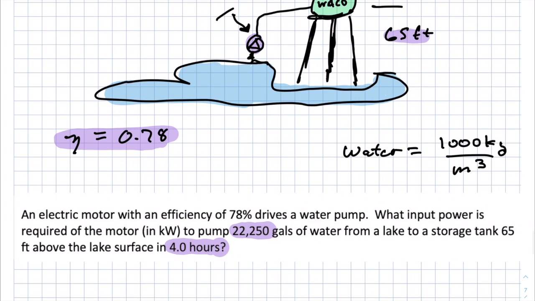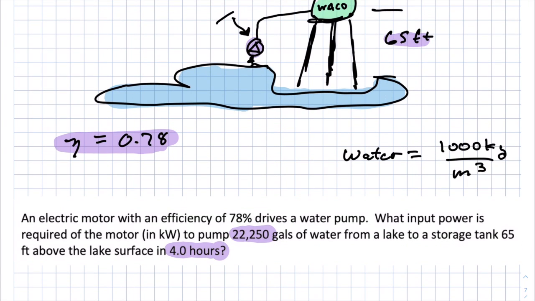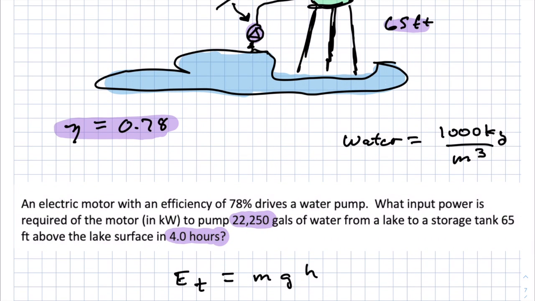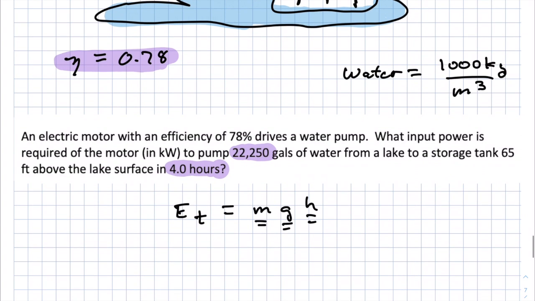If I'm going to raise water a certain height, this is a potential energy change, right? So we can get the total energy that it's going to take to raise the water. We're going to call that E_T, and that's going to be mgh. So I'm going to need, eventually, the mass of the water. I know what gravity is, and I know what the height is. Once I have that, how much energy is it going to take from the pump?